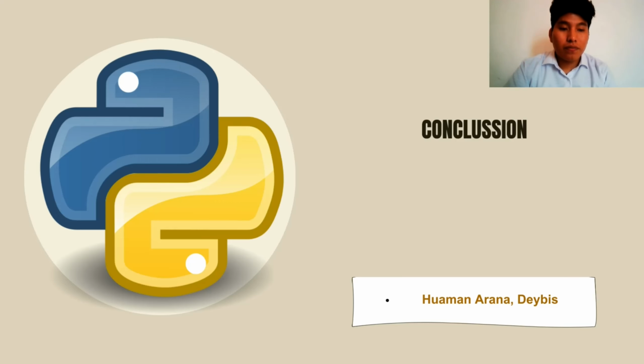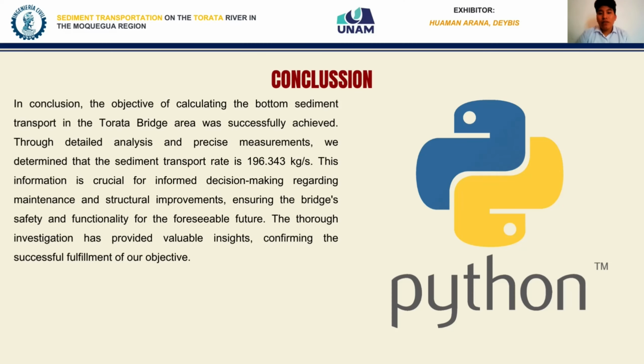Conclusion. In conclusion, the objective of calculating the bottom sediment transport in the Torata Bridge area was successfully achieved through detailed analysis and precise measurements. We determined that the sediment transport rate is 196.343. This information is crucial for informed decision making regarding maintenance and structural improvements, ensuring the bridge's safety and functionality for the foreseeable future. The thorough investigation has provided valuable insights, confirming the successful fulfillment of our objective.